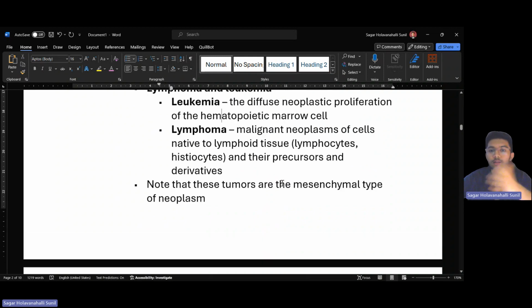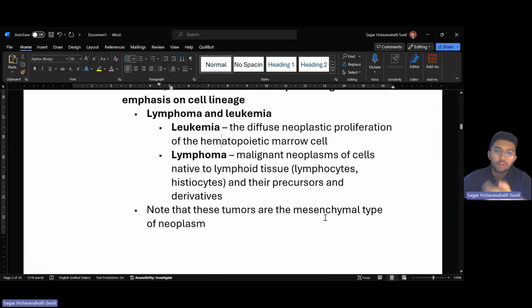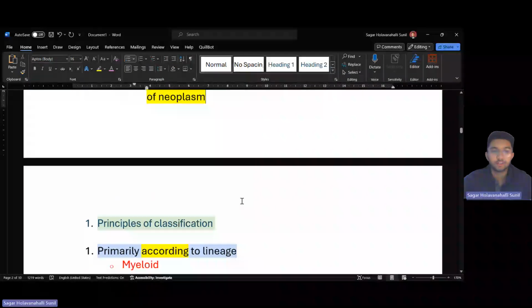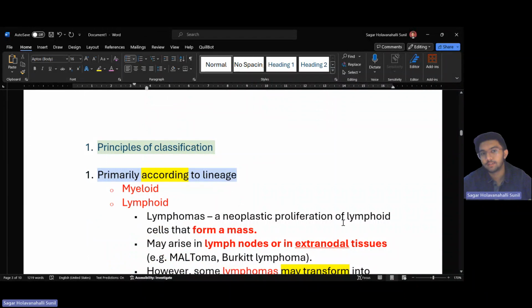Now, obviously, blood is a type of connective tissue. These tumors are usually a mesenchymal type of neoplasm. So just know this as well. You should know this. It's a pretty important detail. Now, let's go for the classification.